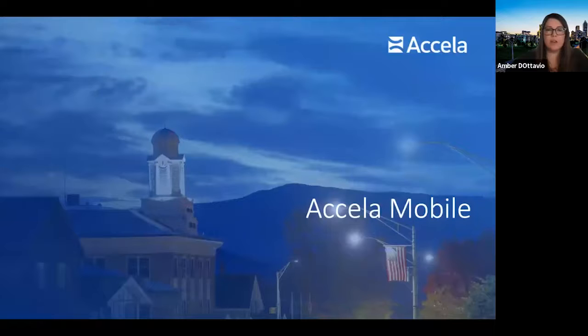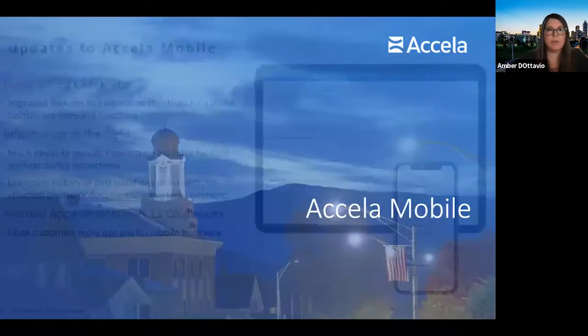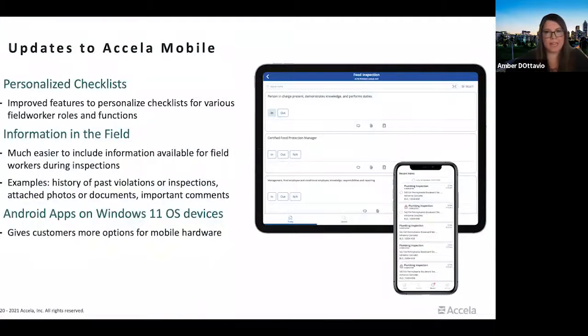All right, now let's take a look at what's coming for Accela Mobile. Now, just like ACA, we have some highly anticipated enhancements here, driven primarily by our early adopters of Accela Mobile. The first one is personalized checklists. Now, these new features dynamically display checklists based on the type of inspection or code enforcement investigation being performed.